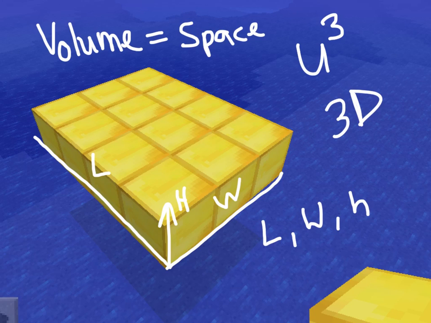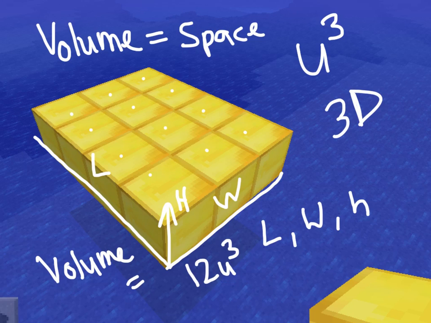So looking at this shape, if we simply count the cubes that make it up, we have a pretty good idea about what the volume is. Let's count. 1, 2, 3, 4, 5, 6, 7, 8, 9, 10, 11, 12. So in this case, the volume equals 12 units cubed, right there.